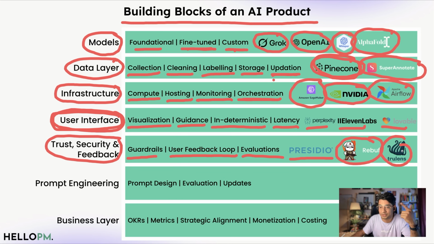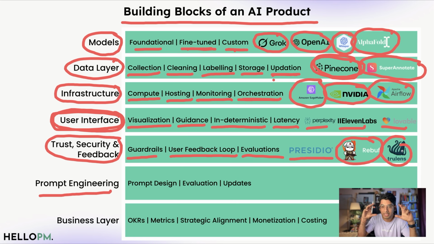Okay, and then there is a tool called Rebuff and TruLens, which can also help you make sure that your prompts are secure. Okay, so these are out of the box tools that you can use in your AI model or your AI products in order to make it safer and more secure for the people who are going to use it. Okay, similarly, there is something called prompt engineering.